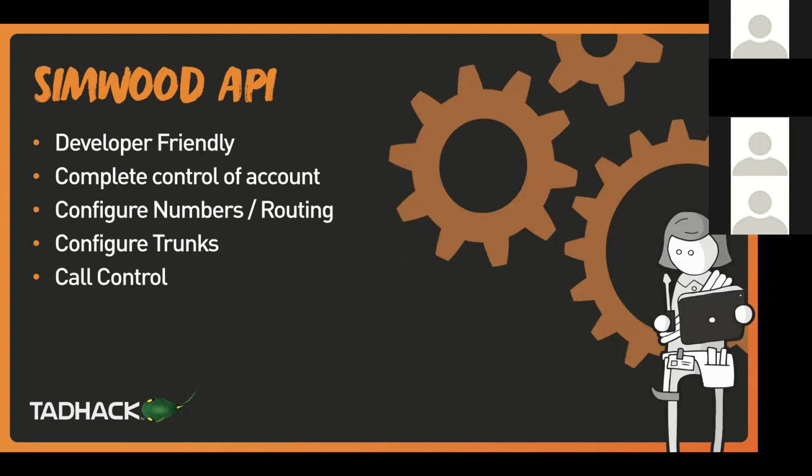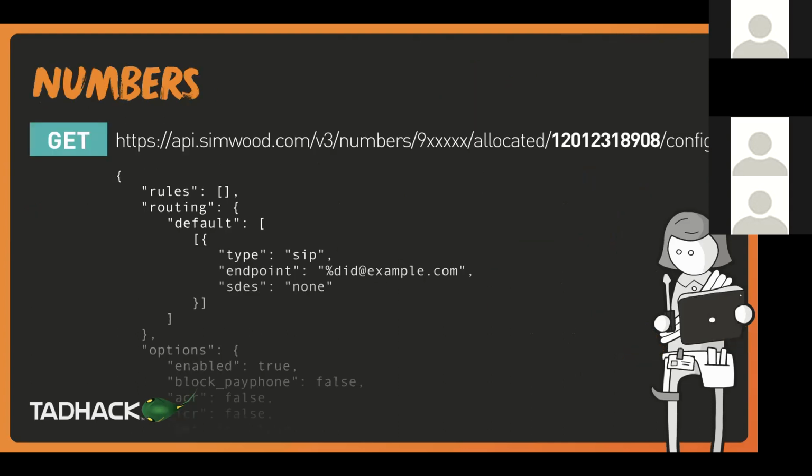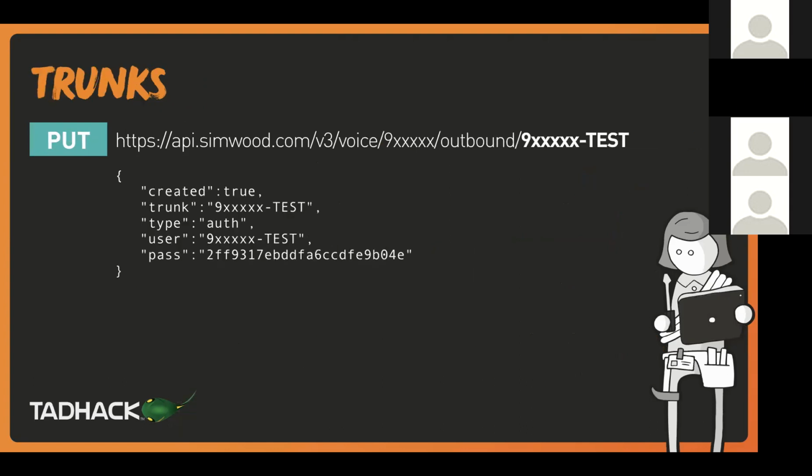The API lets you do almost everything you can do in the portal. It's designed as a more developer-friendly view, gives you complete control of the account and a few extra features. So similar to what we did in the portal, to allocate a number or to configure a number, you can see there that it's a simple JSON structure. And again, this is all documented. And if you have any questions, ask in Slack where the team will be able to help you out.